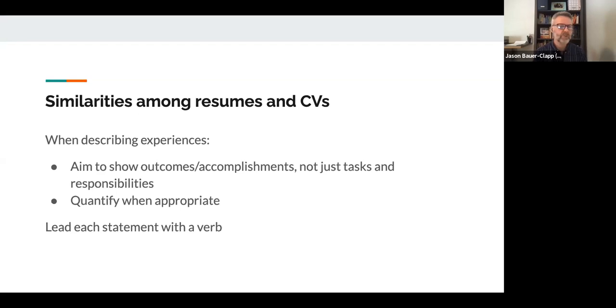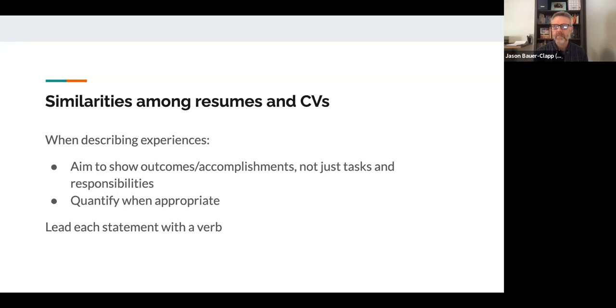And that's why I have this first bullet point here of a good description for an experience isn't just saying, here's what I was responsible for. Oftentimes bullet point descriptions will have that, but when you can push that a little further and try to show what did you achieve, what was the outcome, what did you accomplish, not just what were you tasked with, that can be really helpful, and it can be more persuasive, more meaningful for your audience.